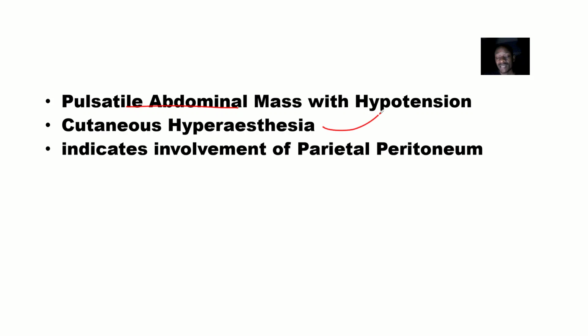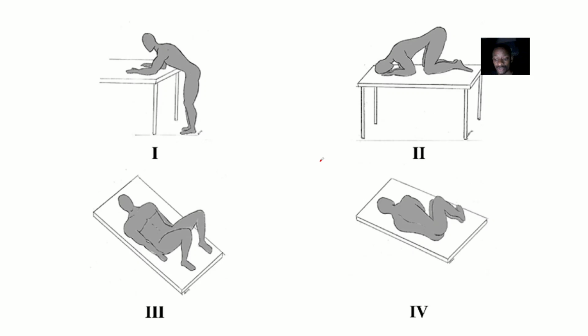Cutaneous hyperesthesia, where you want to check if the skin is too sensitive, all right? If the skin is too sensitive, it indicates what? Involvement of the parietal peritoneum. Now we have the visceral peritoneum, which is covering the organs, and then we have the parietal peritoneum, which is closest to the skin. So if the skin is hypersensitive, that means the part of the peritoneum closest to the skin has been involved in the disease condition, all right.